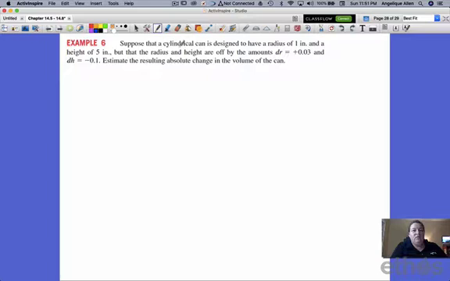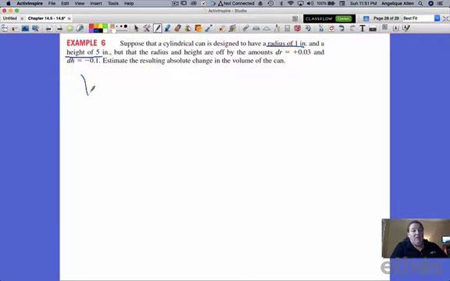So we've got a cylindrical can, and it's designed to have a radius of 1 and a height of 5, and these are in inches. All right, but the radius and height are off, as the real world often is. The differential of the radius is it's bigger by 0.03 than it should be, and the differential of the height is it's smaller than it was meant to be, by 0.1 inch. So we want to estimate the change in volume.